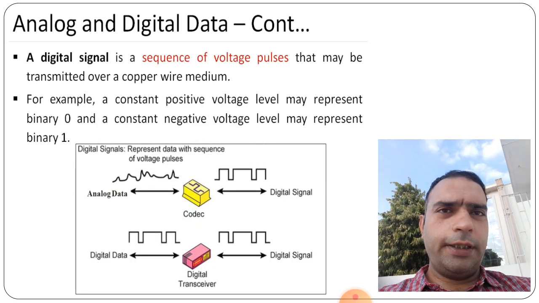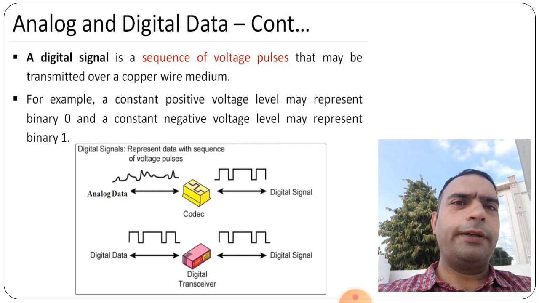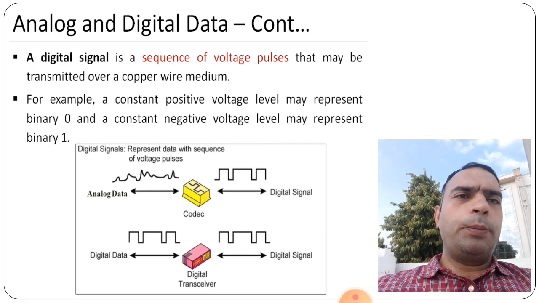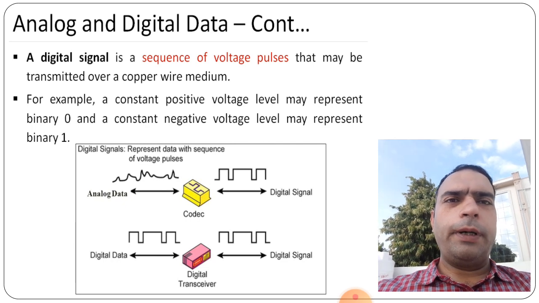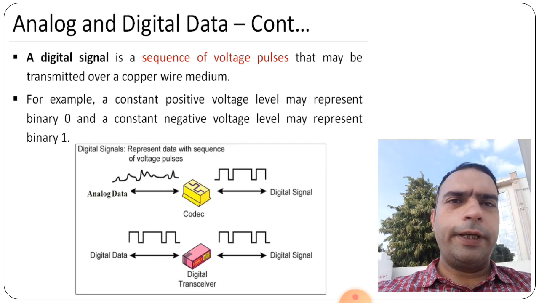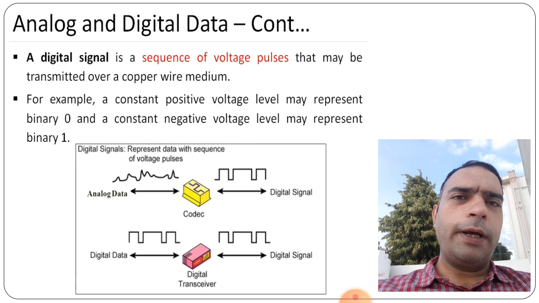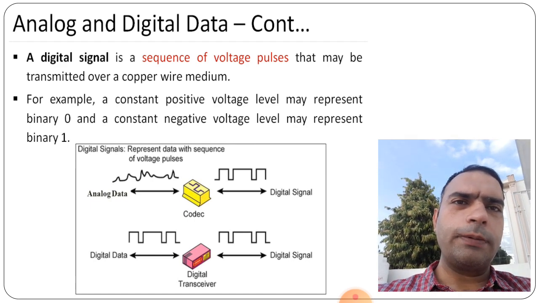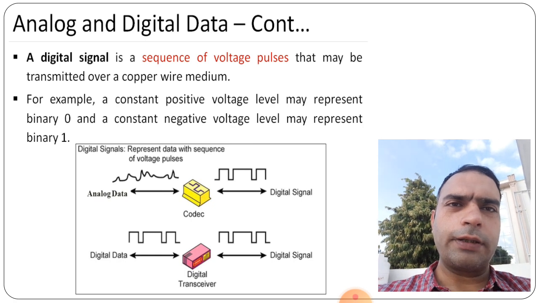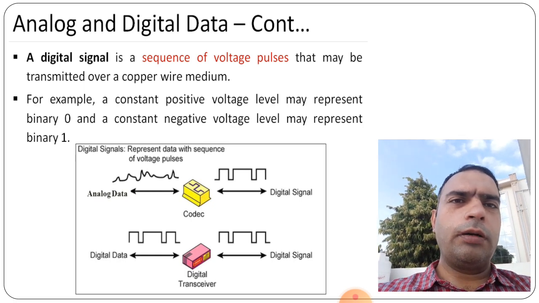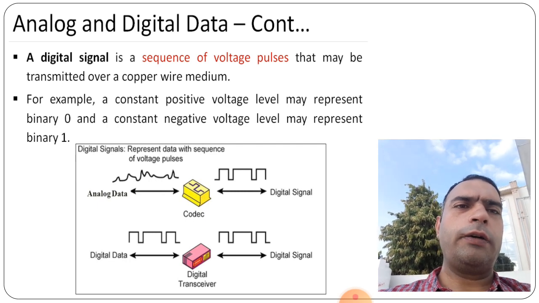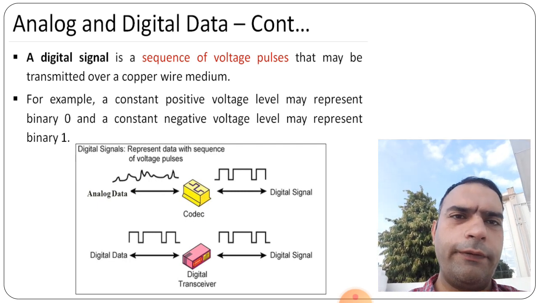Now the next thing is a digital signal, we can say. A digital signal is a sequence of voltage pulses that may be transmitted over a copper wire medium. So if you use a copper wire medium to send a sequence of digital voltage pulses, that sequence is called a digital signal, because a constant positive voltage may represent 0 and a constant negative voltage may represent 1, we can say.